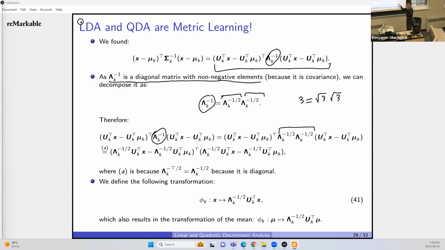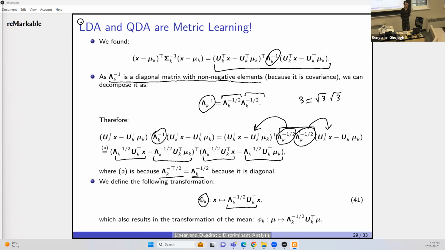Then again, apply what I told you. Bring this here, bring this inside the parentheses. Again, using the same technique, we'll have this. This changes the order because of the transpose, but here it's easy on the right-hand side. We also noticed that this is diagonal, so its transpose is the same as itself. And now let's define this operator, which maps x to delta k to the minus half, U k transpose x. So it applies this transformation on x.